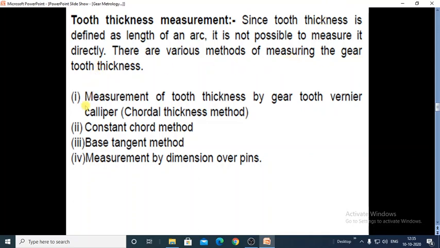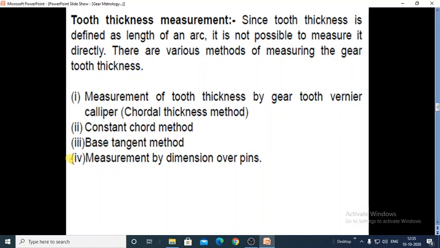So there are various methods to measure the tooth thickness. There are the following methods: measurement of tooth thickness by gear tooth vernier caliper, that is the chordal thickness method. Second one is the constant chord method. Third one is the base tangent method. Fourth one is measurement by dimension over pins.